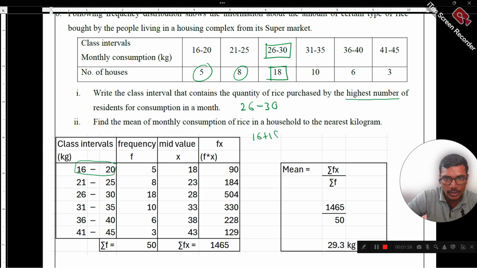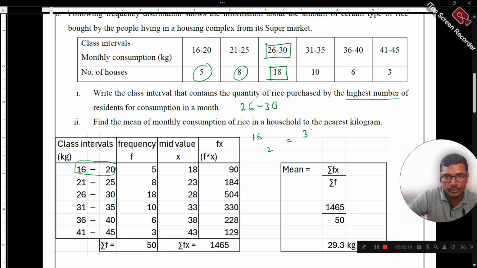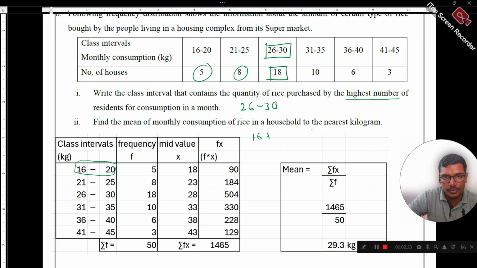16 plus 20, upper and lower, divided by 2. 16 plus 20 will be 36, divided by 2, answer will be 18. That will be the mid value.